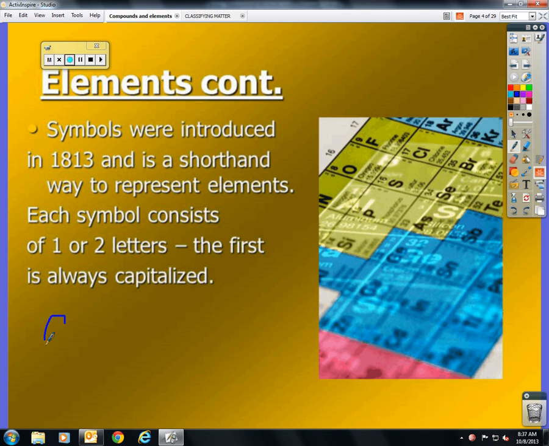So if we saw a big C and a little o, we would know that they go together. This is actually cobalt. We know that because the second o is small. If it was a big C and a big O, then this would be carbon and oxygen. It would not be an element, it would be a compound.